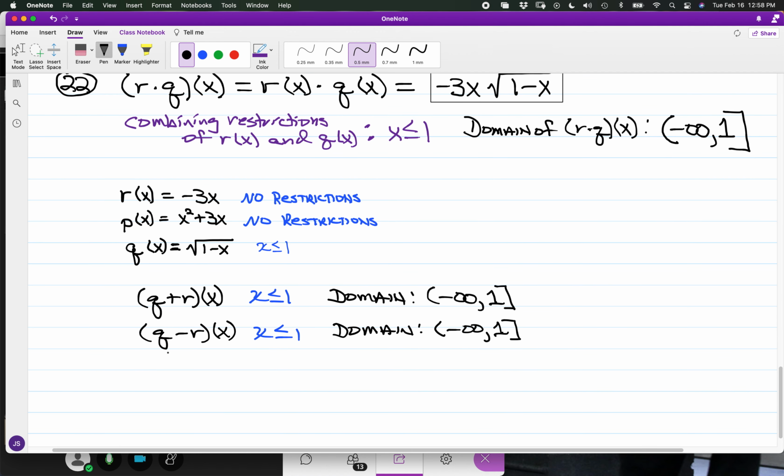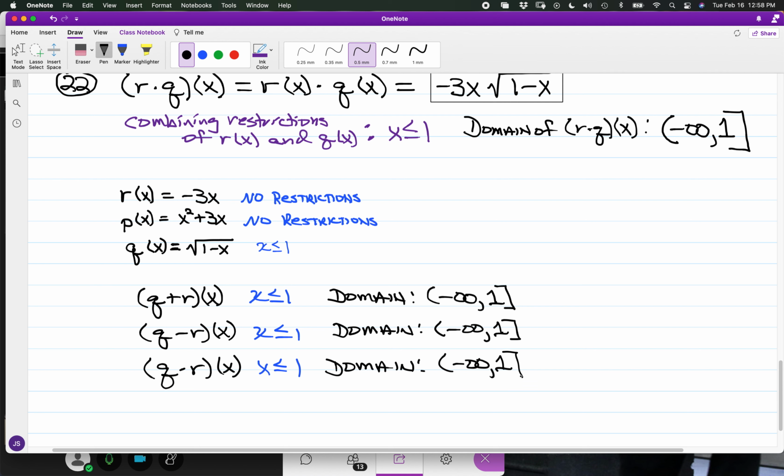And once again, just like what we had with 22, you're still looking at the same functions operating and combining the restrictions from r and q of x. Again, we still have that x is less than or equal to 1. So the sum, difference, and product functions will have the exact same domain, those values of x less than or equal to 1.